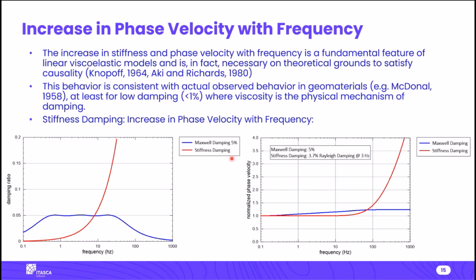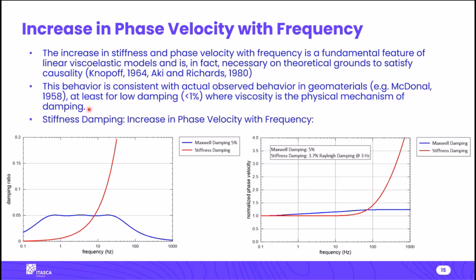So this increase in stiffness and phase velocity with frequency is a fundamental feature of linear viscoelastic models, and it's actually necessary on theoretical grounds to satisfy causality. Aki and Richards, in their seismology textbook, have a very nice, accessible, I'd call it, discussion on this whole causality issue.